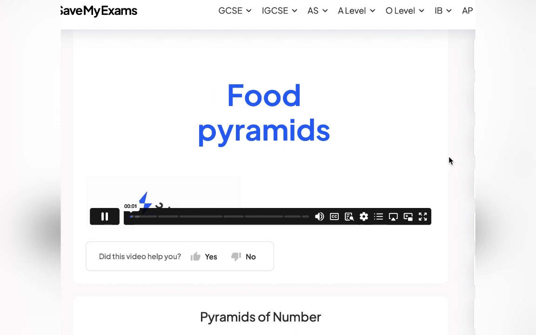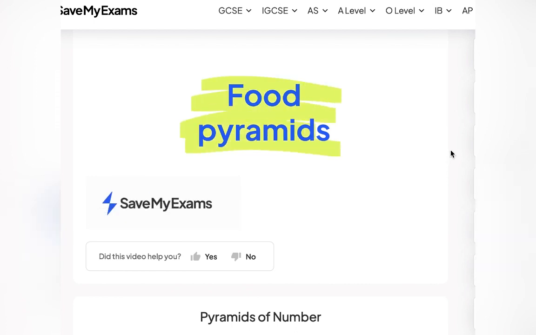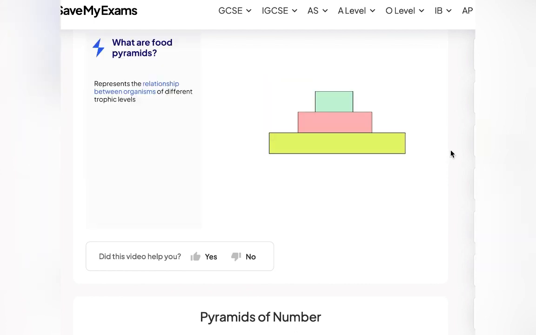This video is on the topic of food pyramids. Food pyramids are another way in which the ecological relationship between organisms of different trophic levels can be represented. The trophic level refers to the position of an organism in a food chain, food web, or food pyramid. There are different types of food pyramids that each represents a different component of the organisms at each trophic level. These include pyramids of numbers, biomass, and energy.